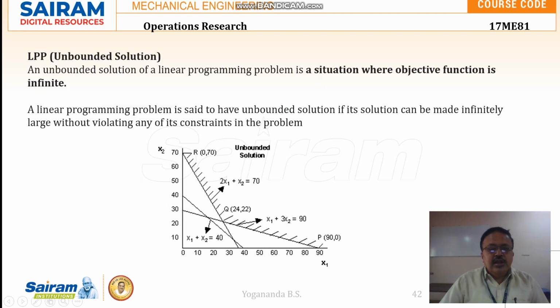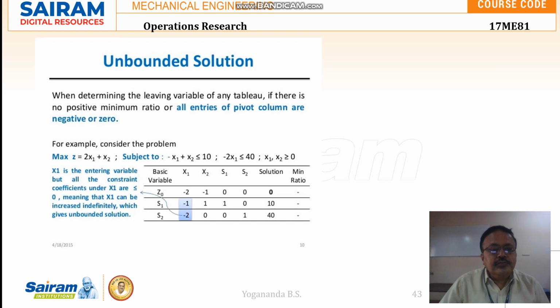If we are finding the solution using graphical method, this particular graph has an unbounded solution. That is, x1 and x2 can take any values, so that is infinite. So the solution is unbounded. So there is no boundary for the final solution. So here we claim that the solution is unbounded.